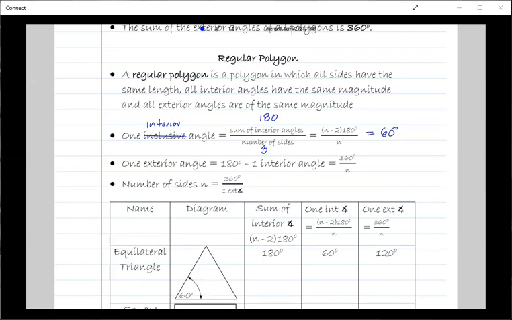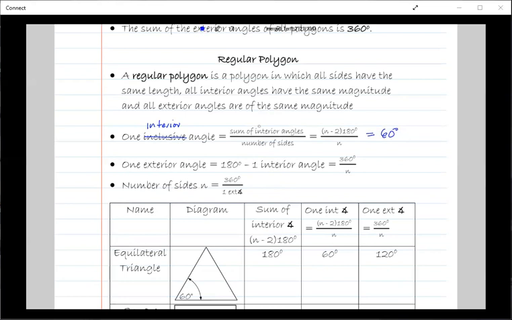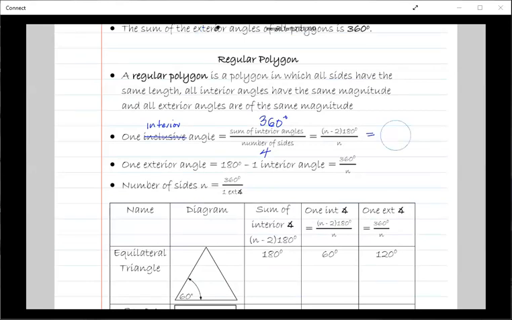Suppose it was a square, or a regular quadrilateral. For a quadrilateral, the sum of the angles is 360 degrees divided by 4. So the size of each angle in a square would be what? 90 degrees. It's something like this it is talking about.